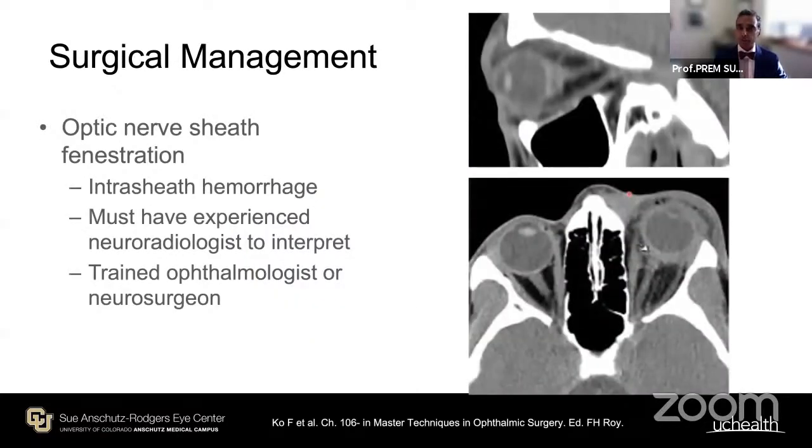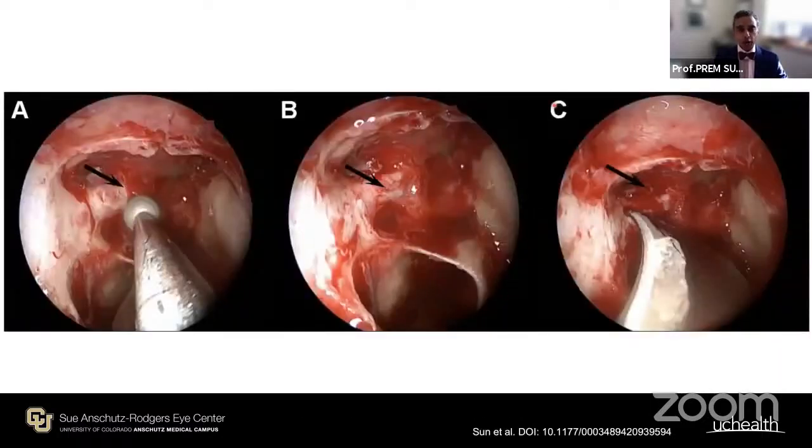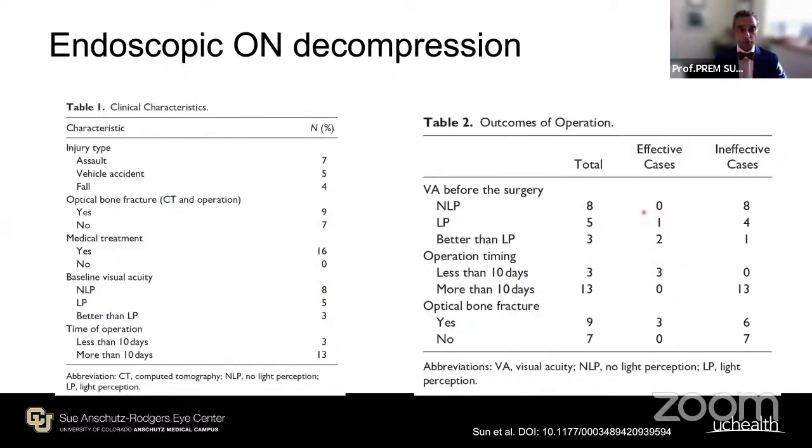Surgical treatment consists of 2 treatments: optic nerve sheath fenestration, where there is intra-sheath hemorrhage, as shown in this particular case right here, where it may be helpful to relieve that compartment syndrome, but this can be very difficult to diagnose. The more commonly done surgery is endoscopic optic canal decompression, where the canal is open, the bone is removed, and then the dural ring is opened, as shown here with a sickle knife or MVR blade.